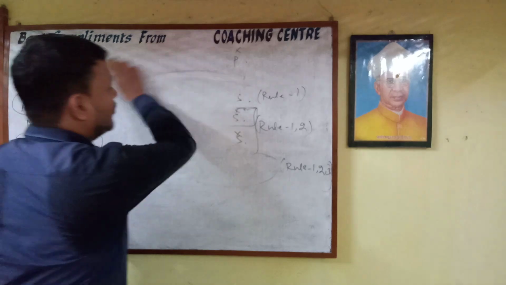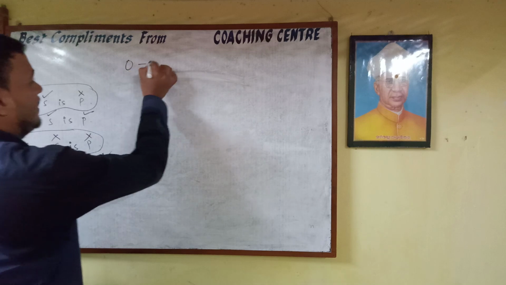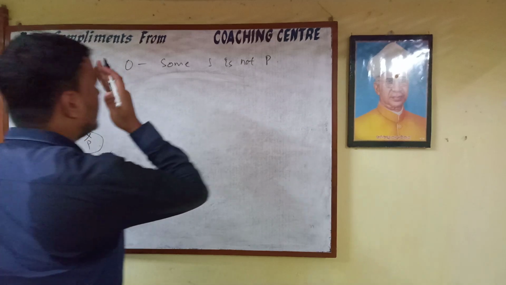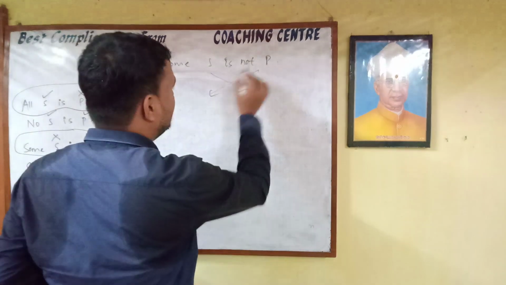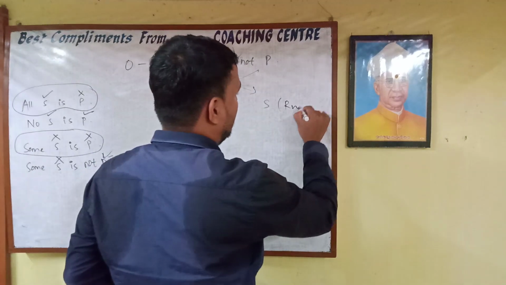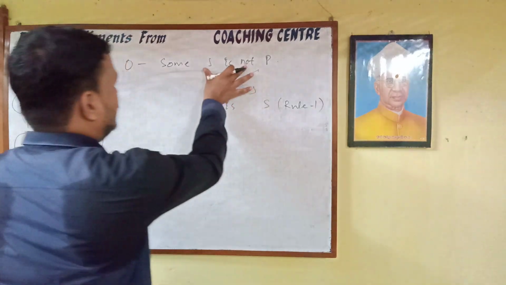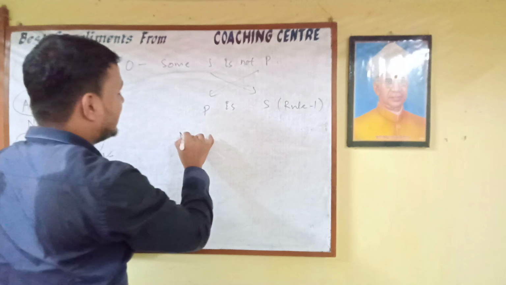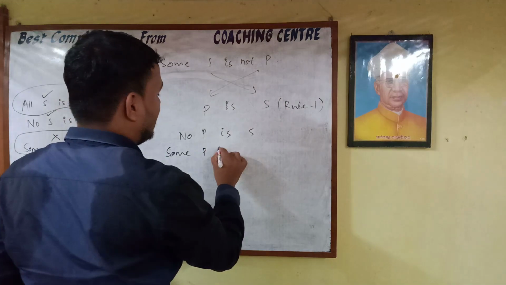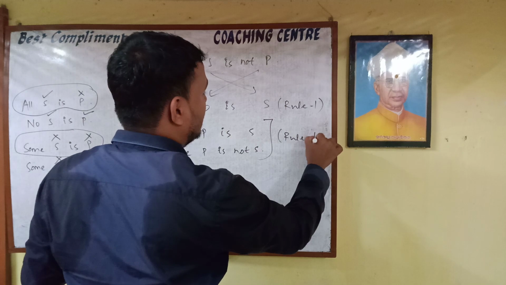Next, the last one is the O type of proposition: some S is not P. First rule: P is S, the subject and predicate are interchanged. This is rule 1. Next rule: quality remains the same. What is the quality? Negative. So what can it be? No P is S or some P is not S. Okay, this is rules 1 and 2.